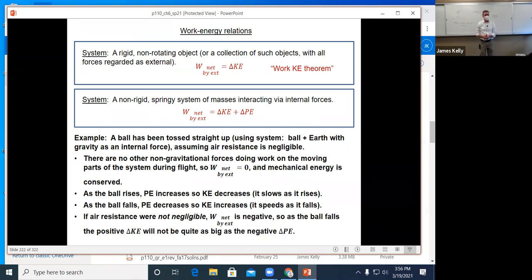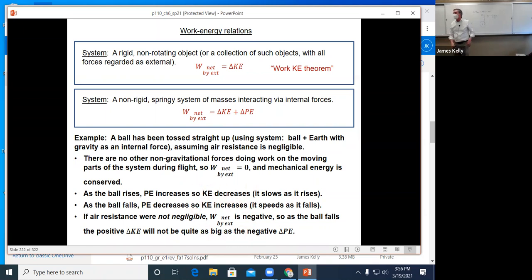It's going to be negative, right? Because air resistance always tries to slow things down. So it's pushing in the opposite direction it's moving. So while the ball is going up, air drag is pushing in the opposite direction. So in that case, the net work done by external forces would be negative.